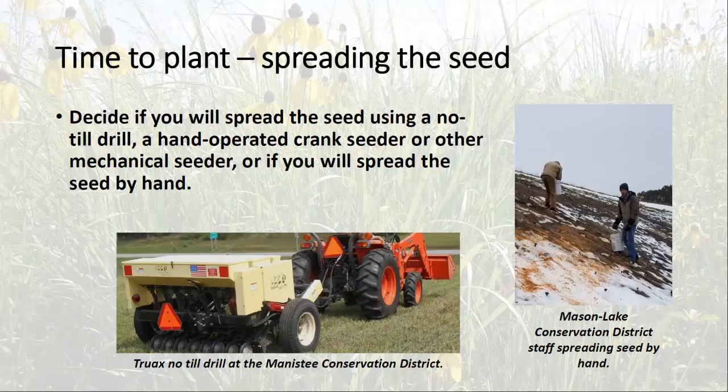That bottom picture there is a tractor pulling the no-till drill. It's one that we rent actually at the Manistee Conservation District. You can rent a no-till drill through us. And the picture on the right are some staff members from the Mason Lake Conservation District spreading seed by hand with the filler.